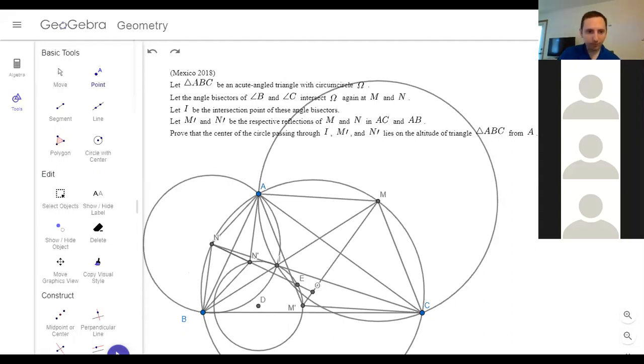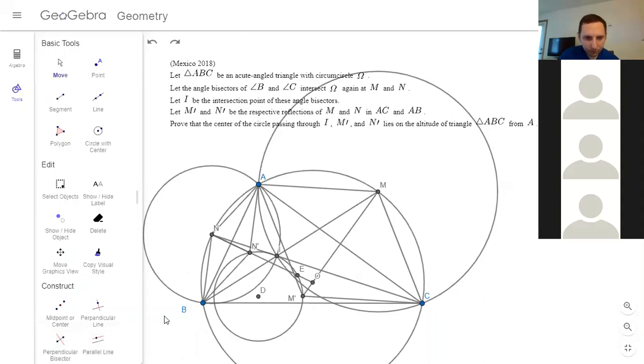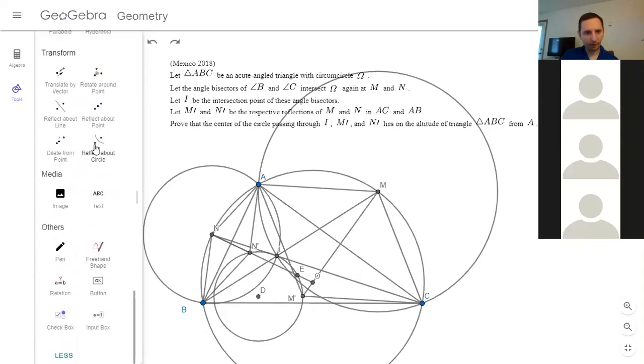This looks hard, because that circle is just so random. What if I reflected the circle? I wonder if there's some kind of transformation I can do. This is really random, but I'm going to try it.